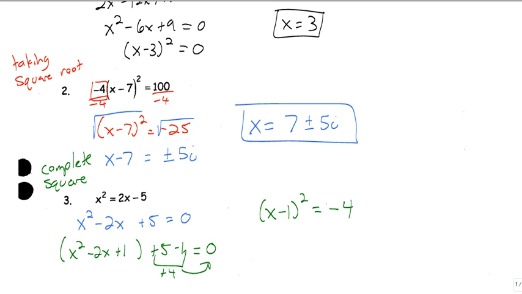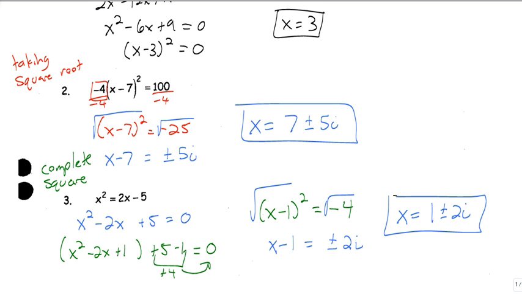Now this becomes a problem just like number 2. Now you would be taking the square root. However, this is called completing the square because you have to do that first. The reason being, you get it to this point where now you can take the square root. Now we're going to take the square root and get x minus 1 is equal to positive or negative square root of negative 4, which is 2i again. And finally, x is equal to 1 plus or minus 2i. And again, if you would have used the quadratic formula, you could have gotten the same thing.